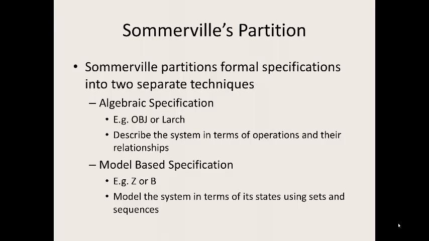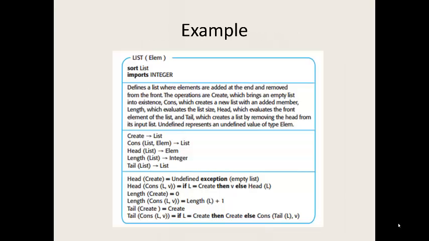Sommerville talks about two different types of techniques. One is algebraic specification, which describes the system in terms of its operations or relationships. For example, OBJ or Larch. Model-based specification is used in Z or B, and basically models the system in terms of its states and set sequences. Subsystem interface specification is particularly well suited to this algebraic specification we talked about, and you can decompose a large system into smaller subtypes and specify the interface. This approach works well with specifying classes and abstract data types. It has 4 parts: introduction, description, operation signatures, and the axioms defining the various operations.